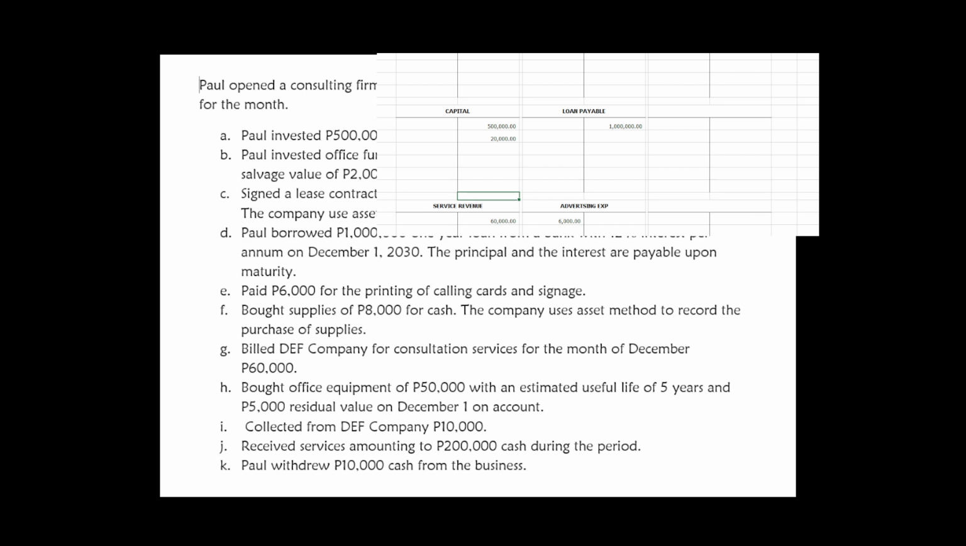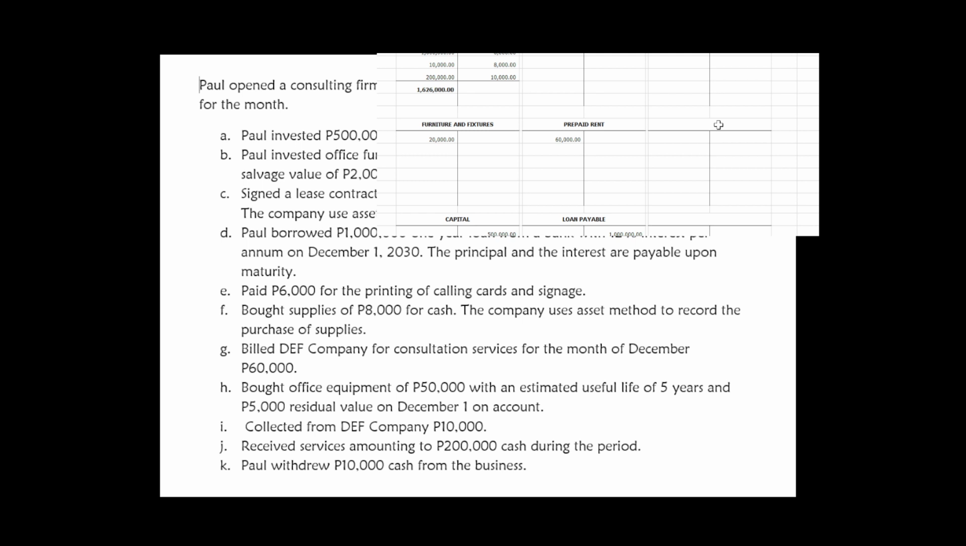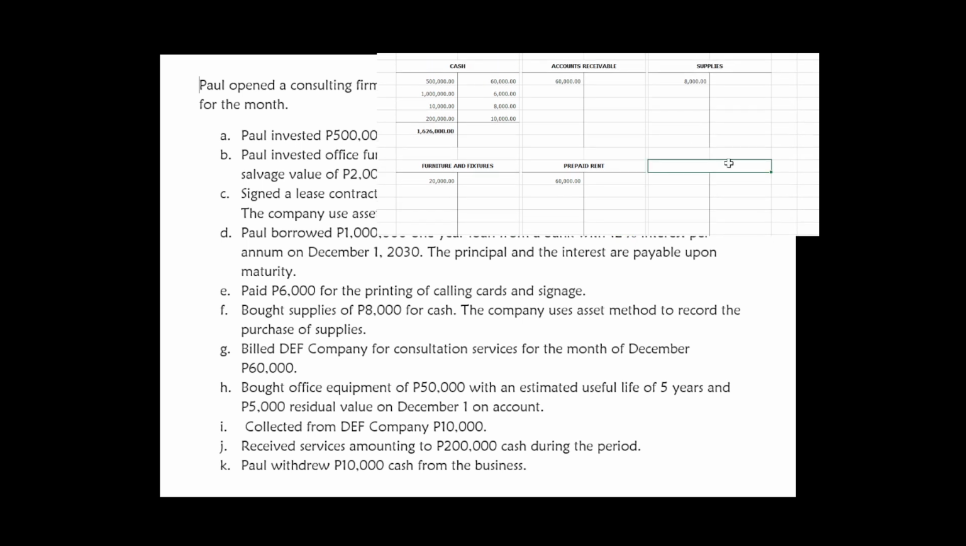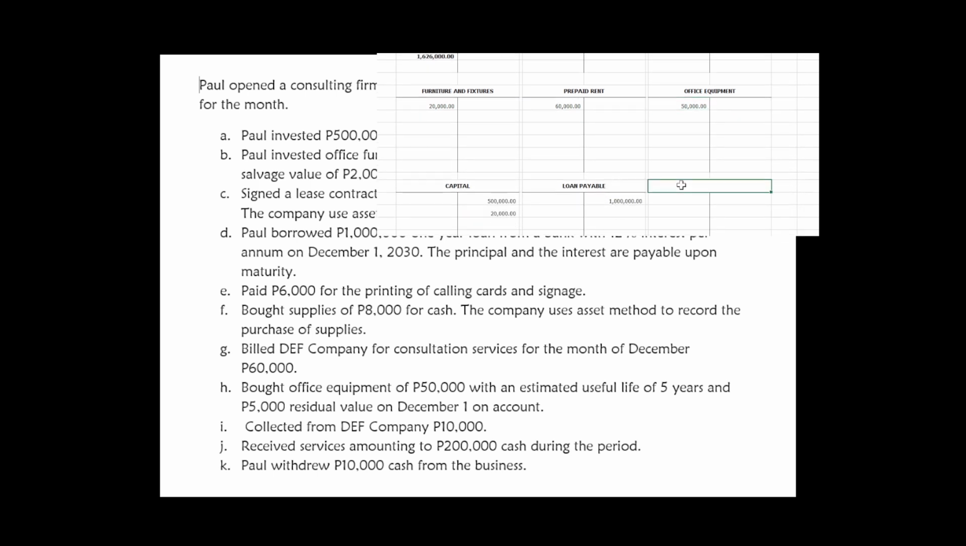And then next, letter H, bought office equipment of 50,000 with an estimated useful life of 5 years. Okay, mamaya na yan. So, bumili tayo ng office equipment. Dito, debit tayo ng office equipment, na ang amount is 50,000. And then, credit tayo ng, since bumili on account, meron tayong accounts payable. So, accounts payable natin, credit of the same amount, 50,000.